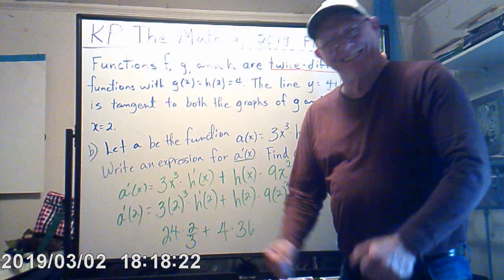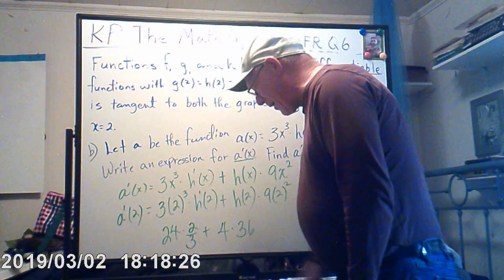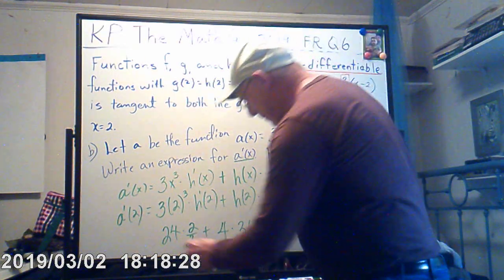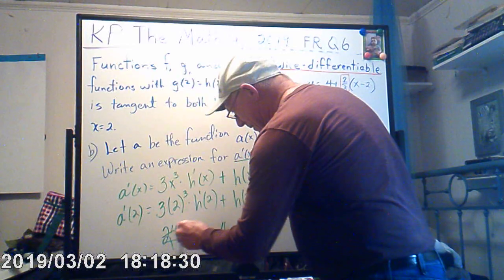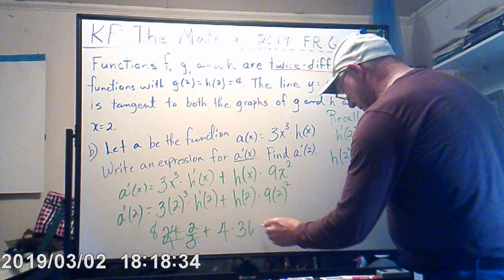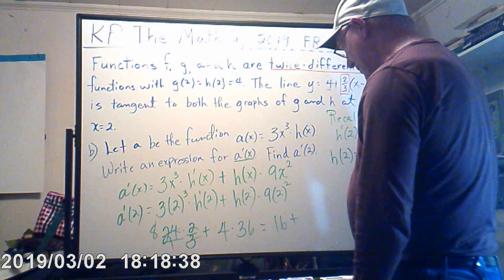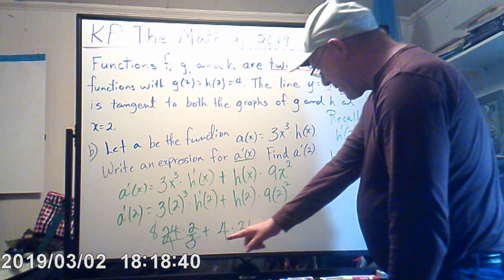Okay. All right. Good. Well, let's see. What is 2/3 of 24? Well, let's see. I can do this. 3 goes in 24 8 times, and 8 times 2 is equal to 16. Okay, plus. Okay. 4 times 36.